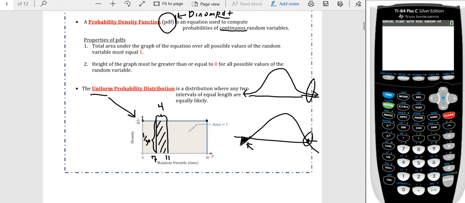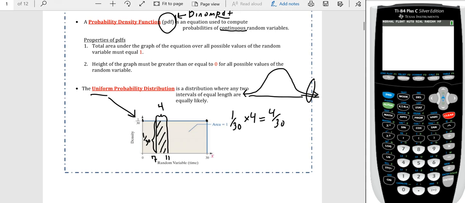So then, when I find this area, let me erase this bad graph over here. When I find the area of that, I'd simply do the height times the width, or length times the width, whatever you'd like to indicate it as. So 1 out of 30 times 4 should give me 4 out of 30. Now that's the probability of that area, because it's just a rectangle.